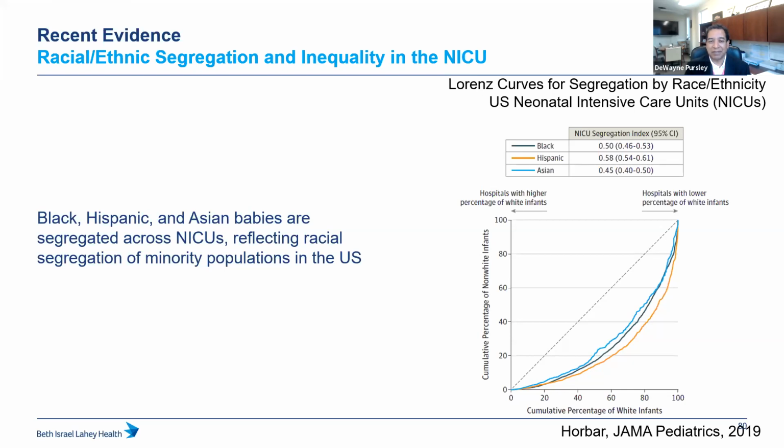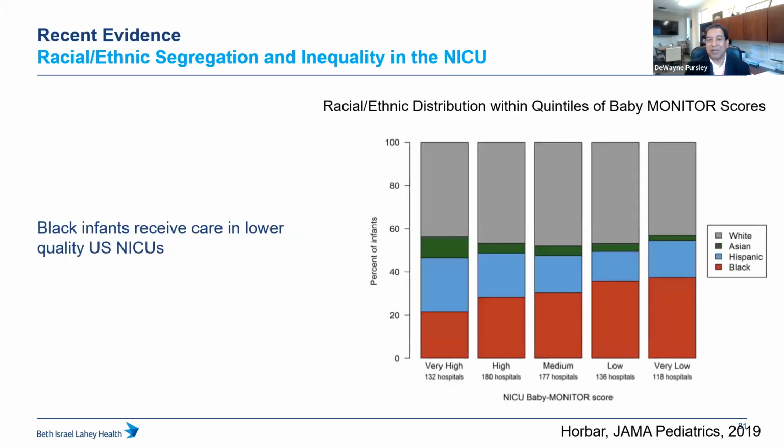Next slide, please. Here's the bottom line. There's evidence for this, as we've already seen in New York City and in California, and now we have evidence for it in over 700 NICUs in the country. Compared with white infants, Black infants were concentrated at lower quality NICUs. Interestingly, Hispanic and Asian infants were concentrated at higher quality NICUs.